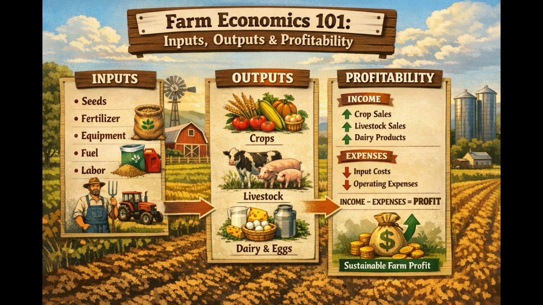Let me give you some real numbers. Let's say you're planting corn. Open-pollinated heirloom corn seed might cost $50 per acre. A high-performing hybrid might cost $150 per acre. That's a $100 difference. But if the hybrid gives you an extra 30 bushels per acre, and corn is selling for $5 a bushel, that's $150 in extra revenue. You spent an extra $100, you made an extra $150. That's a good trade.